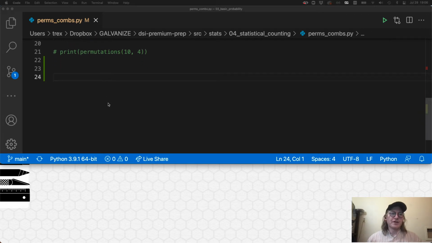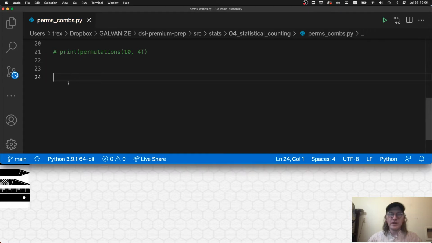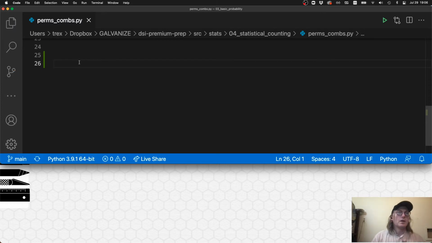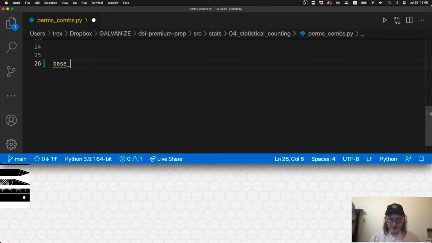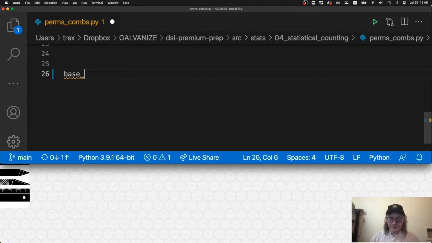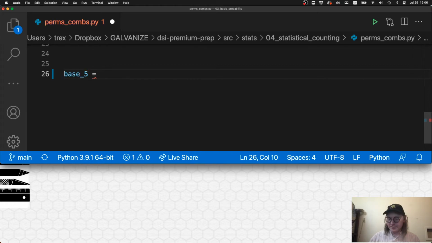If we want to do this in code, let's do this with a base 5 system. And this is going to be reminiscent of the counting that we've already done. Okay, so let's make a base 5 system. And we'll call this base 5.